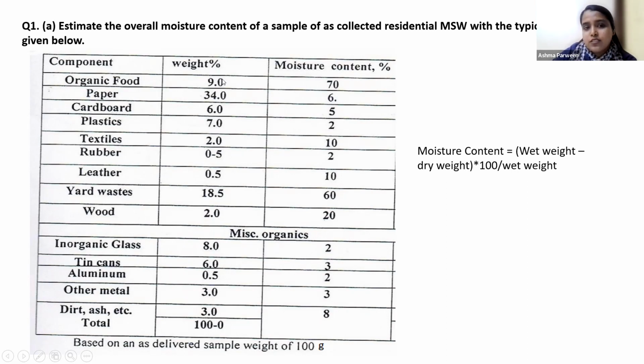And out of this 9 gram, 70% is water. So 30% will be the dry matter. So we will find the dry weight as 30 into 9, that is 2.7 grams.